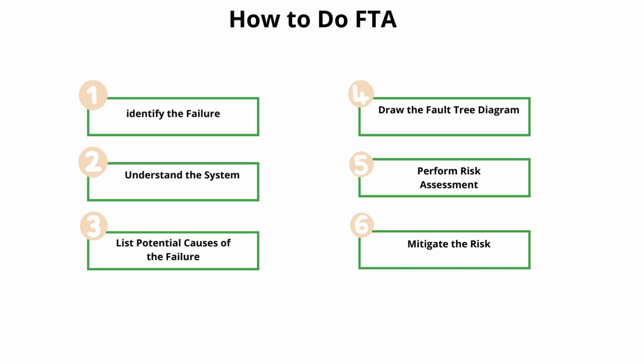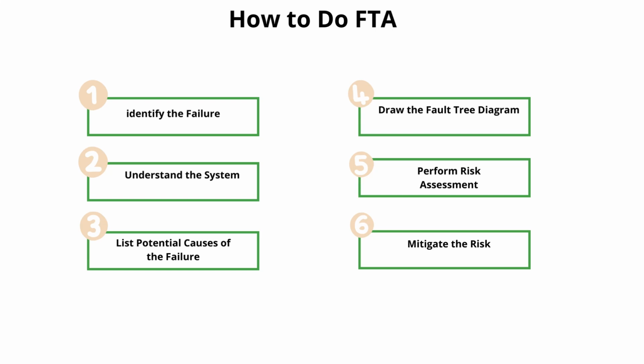List potential causes of the failure. At this stage, all potential causes of the failure should be listed and the probability of each causing the failure estimated. Draw the fault tree diagram. Starting with the failure identified in step 1, the organization should create a fault tree diagram unique to the problem. They can then map out the potential causes of the failure and use logic gates to connect them until they reach the root causes.